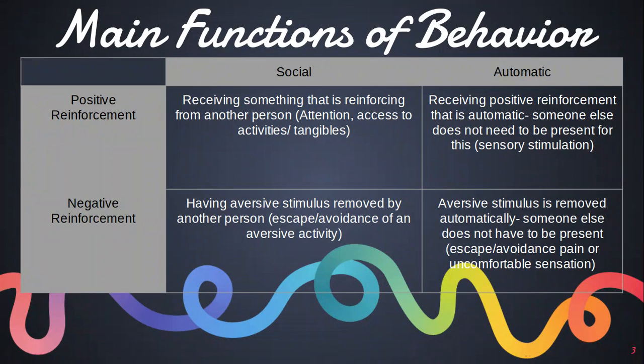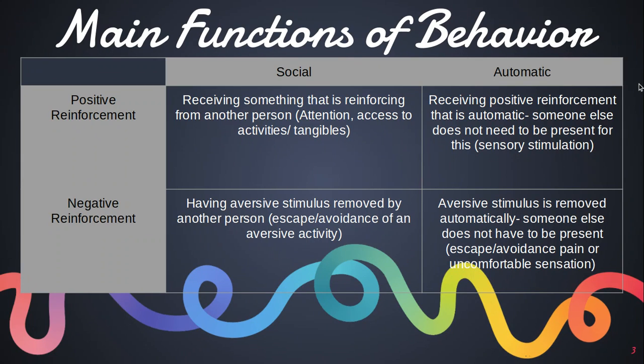So with social positive reinforcement, we know that something is added to the environment, but in this case, it's going to be something that's added to the environment by another person. So this could be something like attention, access to activities, or access to tangibles. And then social negative reinforcement is going to be similar to that, except that an aversive stimulus is removed by another person. So this could be escape or avoidance of an aversive activity.